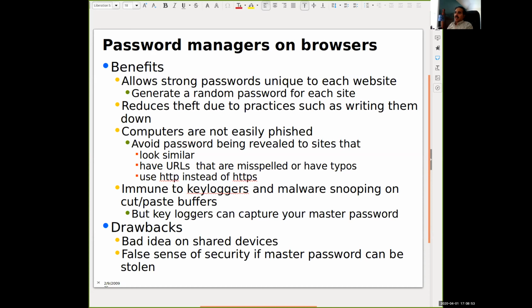But of course, you should not use password managers on shared devices, right? I mean, this is obvious. And the second drawback is that you can have a false sense of security if your master password itself is not secure. All this relies on you being able to create a really strong master password, and if that master password is really strong and you keep it really secure, then using password managers really makes sense.